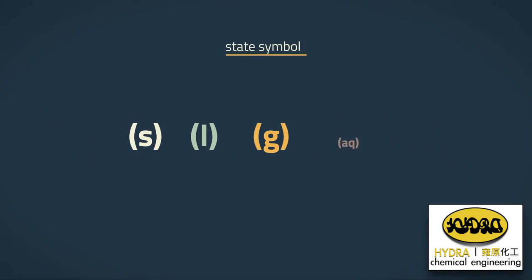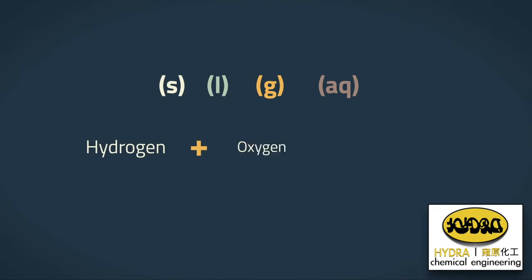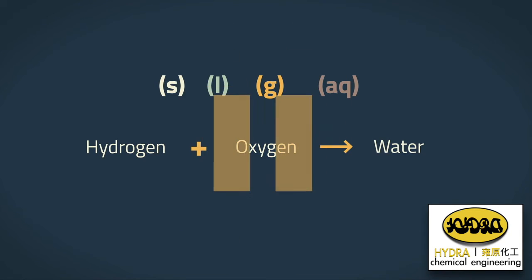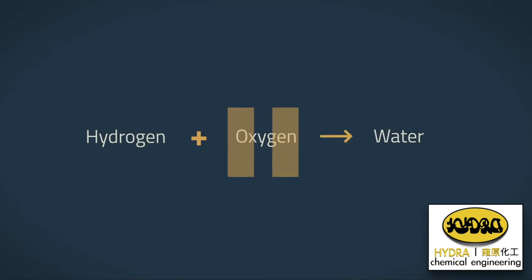Since we have learnt about state symbols, why not try the following? Write the chemical equation for the above reaction, balance it, and add state symbols for each reactant and product. Pause the lesson and resume when you are ready.